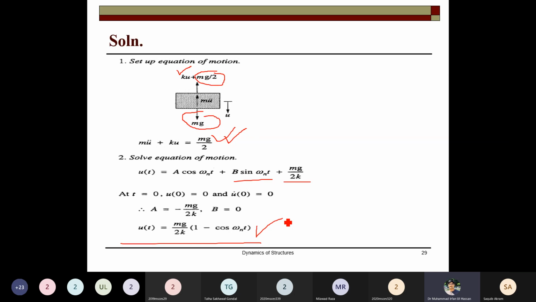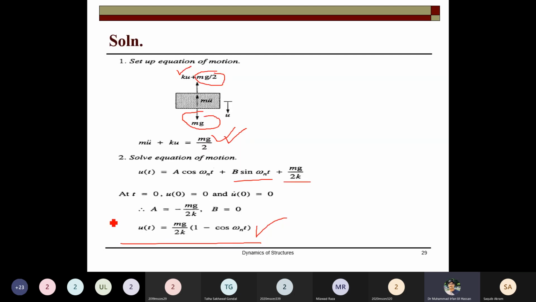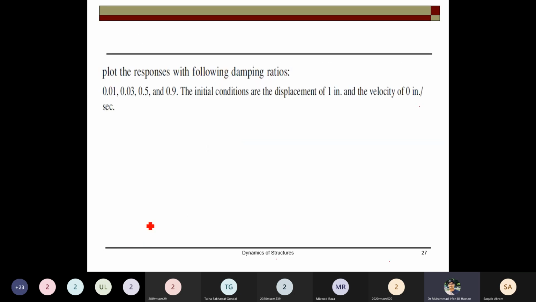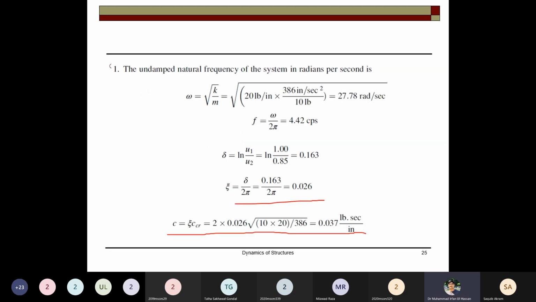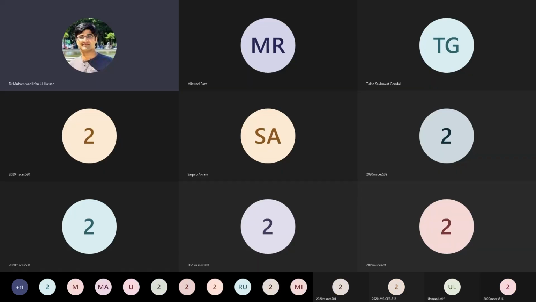We take this function. This is the displacement function for this spring system. This is the u of t response. Now you want to plot the response with the following damping ratio for this problem. So you can plot the response.